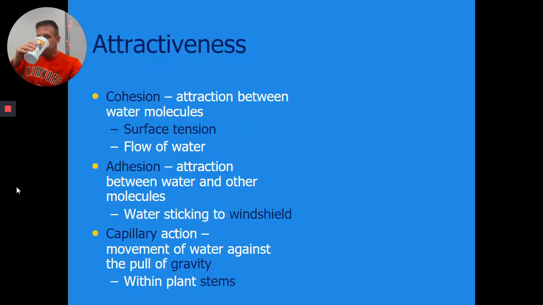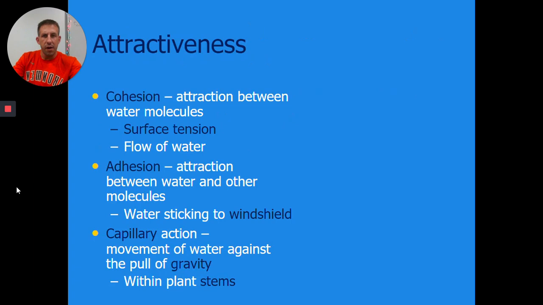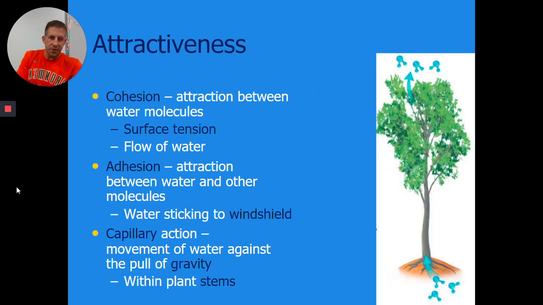All right, so we're going to touch on each one of these special properties, expand on it, talk about it a little bit more in depth, and then also discuss how it affects biological systems and how it works with living things. Okay. The first thing we'll touch on here is the attractiveness, cohesion and adhesion.